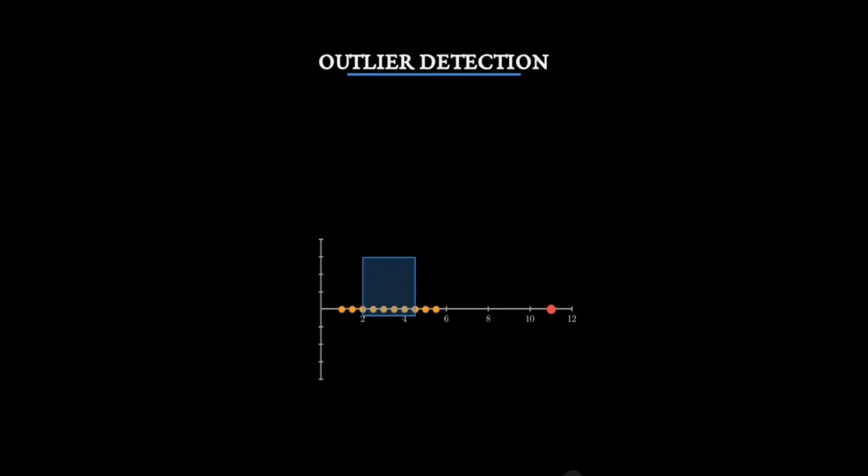But as data scientists, we can't just guess. We have to prove it with math. Let's move our outlier aside and look at the fences. First, we find the middle 50% of our data, the interquartile range, or IQR.